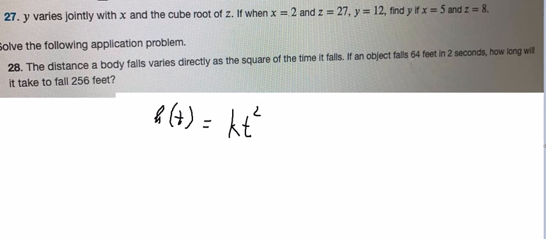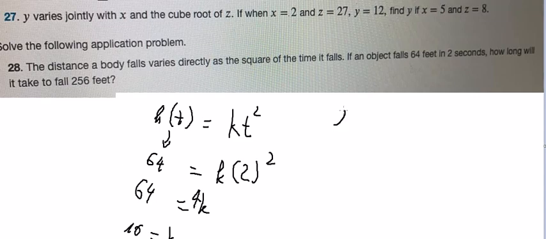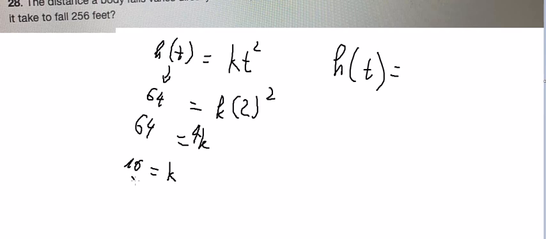So we have 64 feet in 2 seconds. So we put 64 in here. And we have k, and we have 2 squared in here. So you get 64 equal to k multiplied by 4. So we divide both sides by 4, and you get 16. So go back to this equation. We have k is 16. We put it in here.